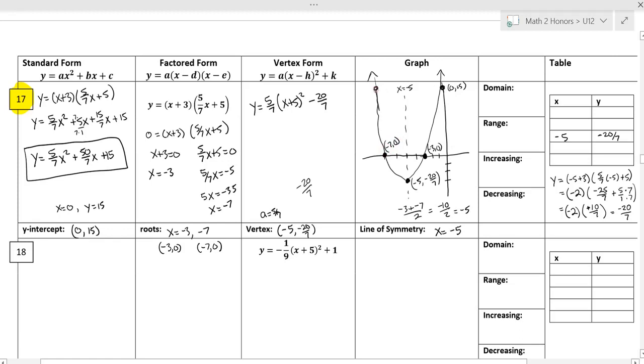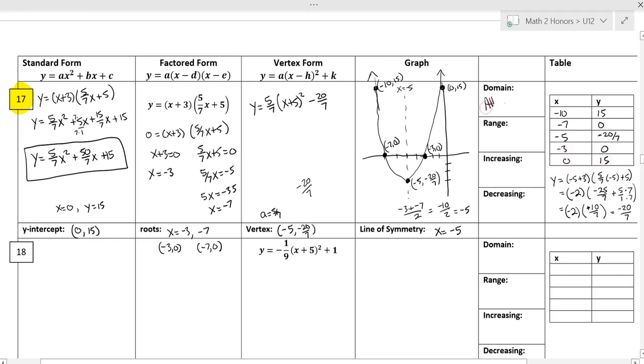And let's get one more using symmetry at the height of 15. So that'd be (-10, 15). I chose negative 10 because 0 is 5 to the right of negative 5, so I went 5 to the left of negative 5, which is your middle, and I got to negative 10, just using symmetry. So I got all the points I want: (-10, 15), (-7, 0), (-3, 0), and (0, 15).